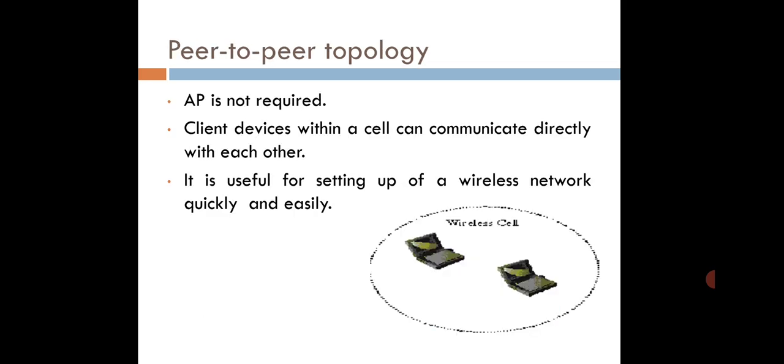Next is peer-to-peer topology. An AP is not required in this topology. Client devices within a cell can communicate directly with each other. It is used for setting up a wireless network quickly and easily.